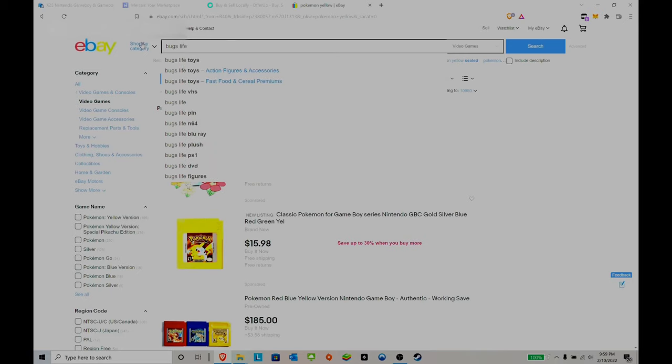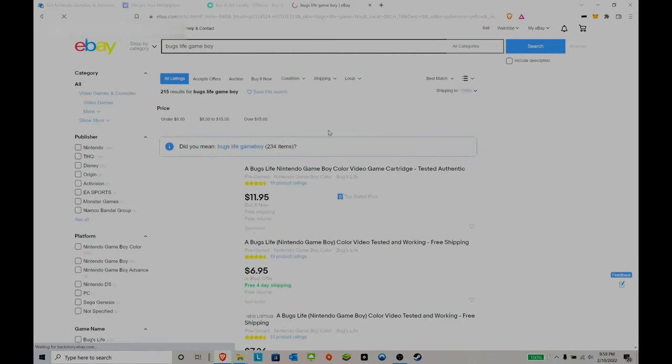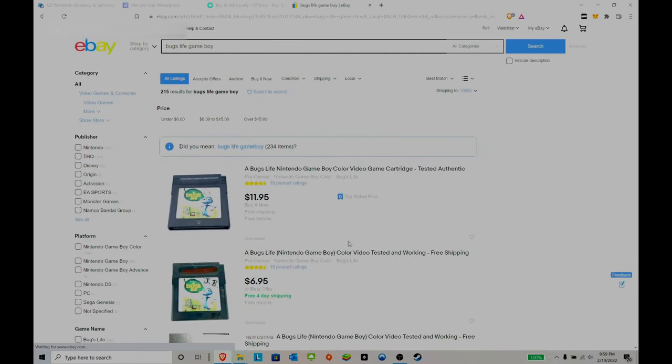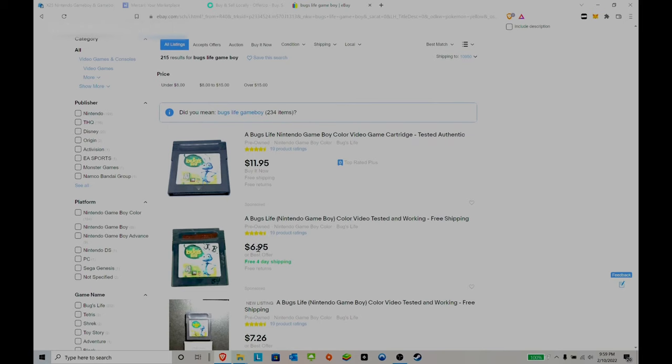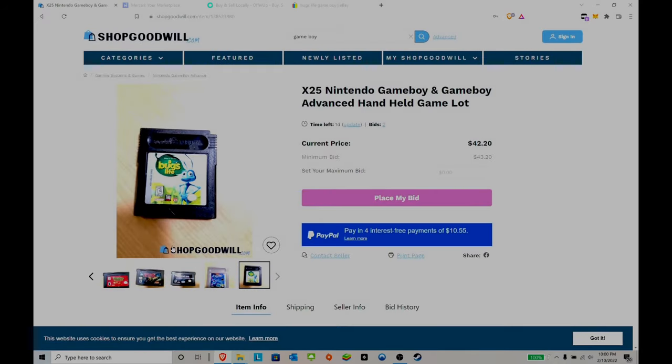Bug's Life, yeah, Game Boy. Let's see. Looks like Bug's Life, if it comes out to be authentic, could be anywhere between $7 to $12. So right there, $7. If you can sell all of them for $7, you're making your money back easy. What is that? That's almost $200 if you can sell them all. Am I doing my math right? No, I don't think I'm doing my math right. But either way, you definitely make your money back on that one.